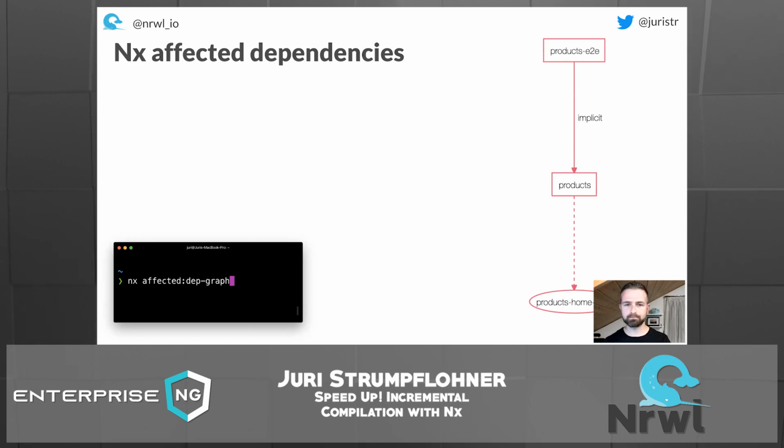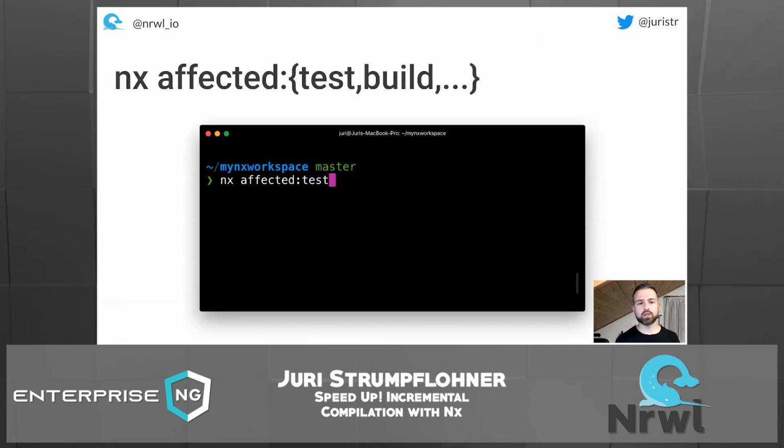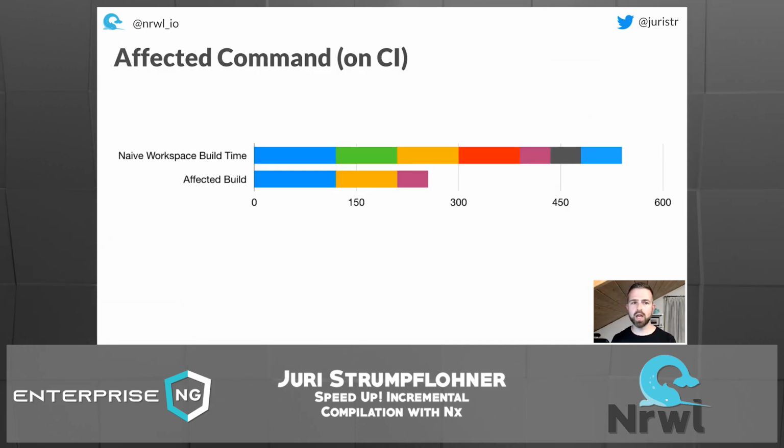And you can imagine this drastically improves the speed, because now only those three have to be touched and treated. And you can use those affected commands with nx affected: and then the target you want to execute, which could be test, build, or even targets you define on your own. And so if you compare that again now to the naive approach which we had initially, we can already see that we can cut down the times quite a lot. Obviously, this depends on the change you make and how many libraries you actually touch. But this could be a good average which we actually observe with our clients.